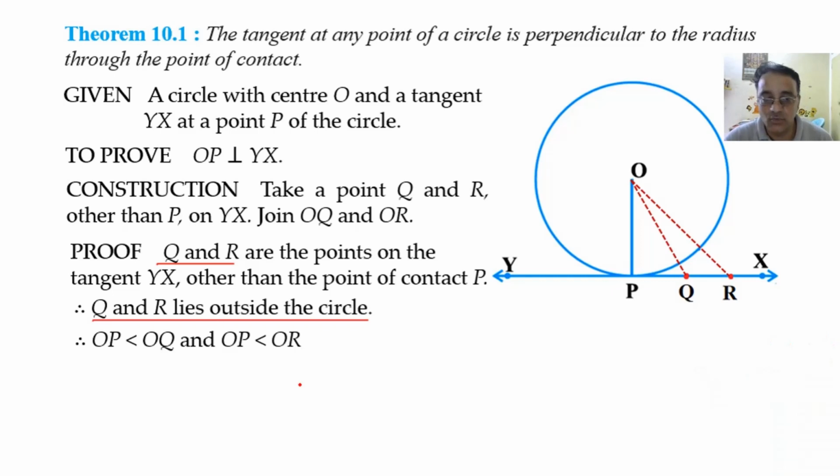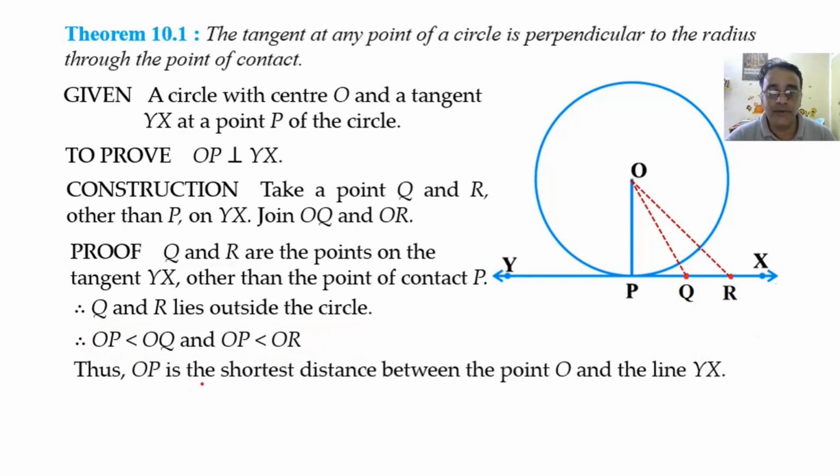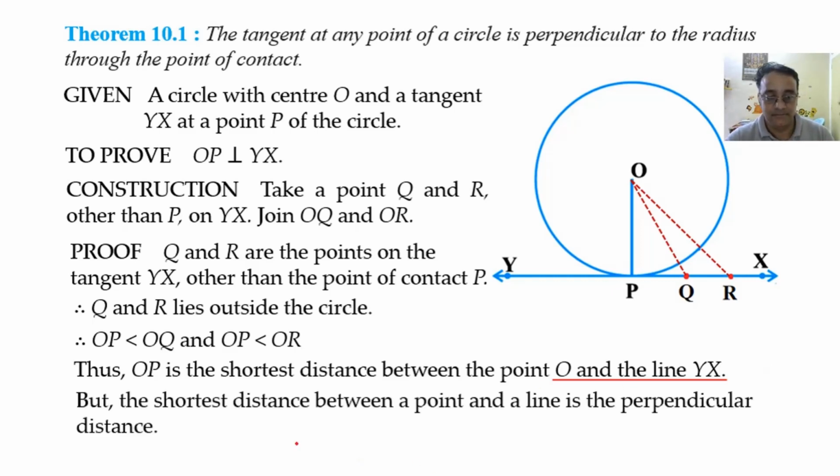So we can conclude from these two conditions that OP is the shortest line drawn from O to this line. Thus, OP is the shortest distance between O and the line YX. And we know that the shortest distance between a point and a line is the perpendicular distance. So therefore, OP is perpendicular to YX. Any doubt?